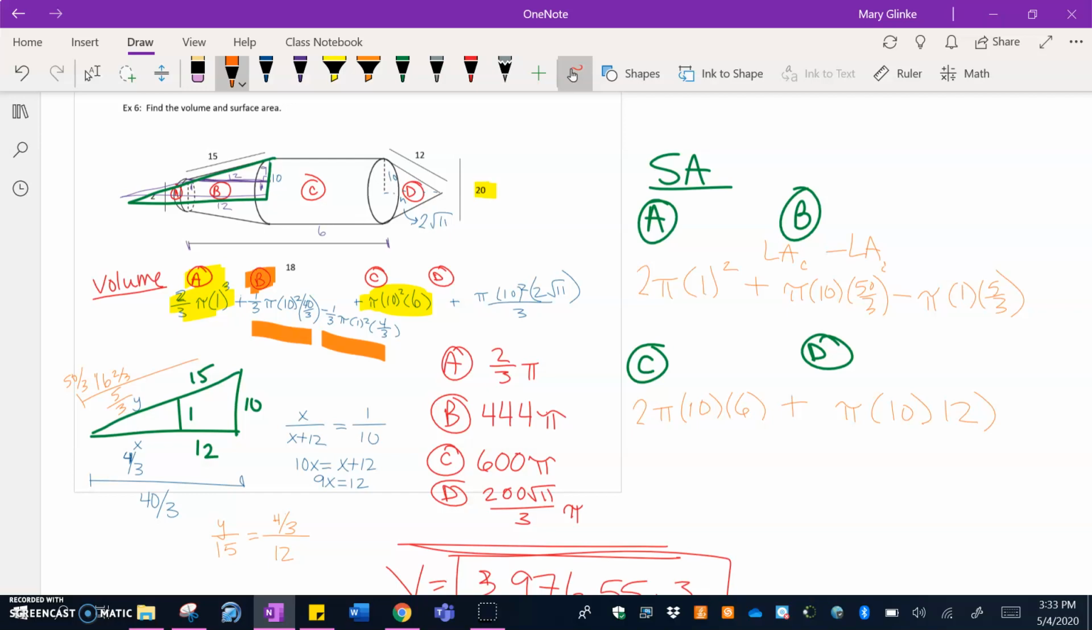And so with all of these, we're going to end up with a lot of different answers. Part A here gives us 2 pi. Part B is going to end up with 165 pi. Part C is 120 pi. Part D is also 120 pi. So when we combine all of these together, we end up with 407 pi units squared for our total surface area.